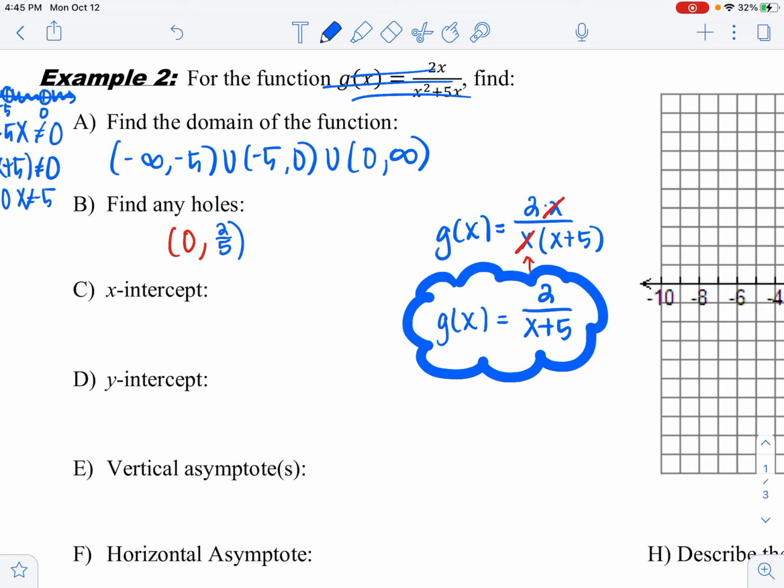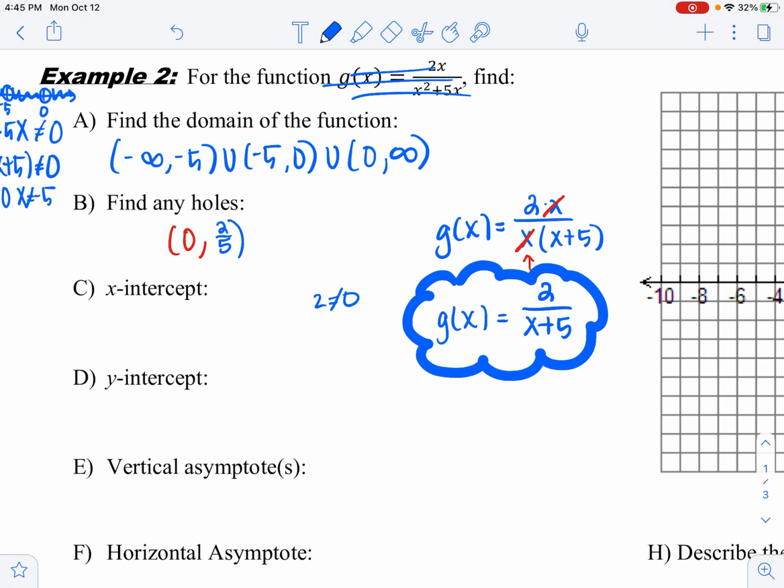X-intercept, set y equal to 0 and solve. When it's a fraction, the shortcut is setting the numerator equal to 0 and solving for x. I can't set 2 equal to 0 and solve for x, so there's no x-intercept. Y-intercept, plug in 0 for x and see what you get for y. I get 2/5. Now, I should be saying to myself, that sounds familiar. 0, comma 2/5. Didn't I just hear that? Yes, I did. There's a hole at 0, 2/5. So there's actually no y-intercept. It's because this is a hole.